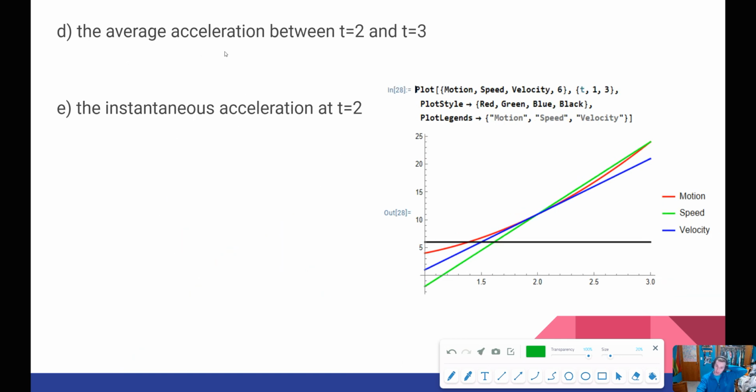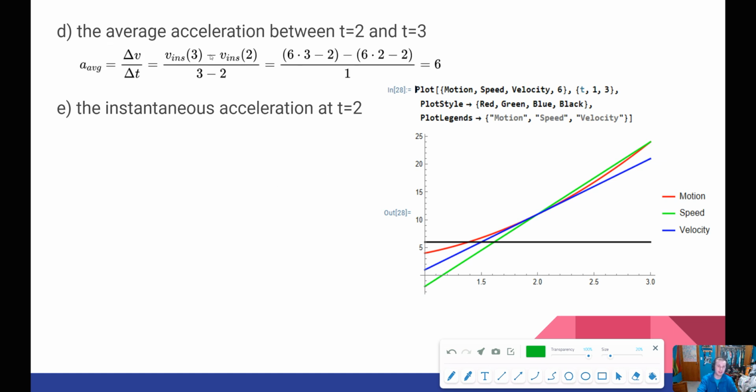So we've got the next part. We're going to find the average acceleration between time 2 and time 3. Average acceleration is the change of velocity over the change in time. You take your instantaneous velocities at 3 and 2 and subtract them, and you end up getting 6. Then you put your units on that, so that is meters per second squared.